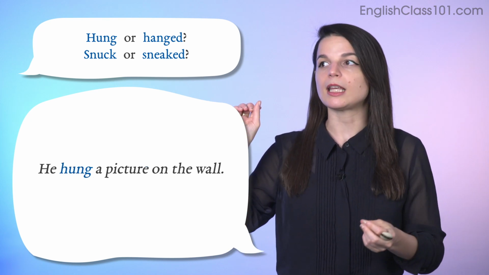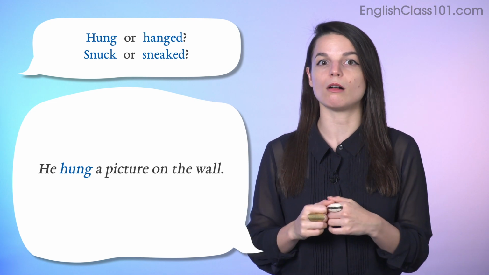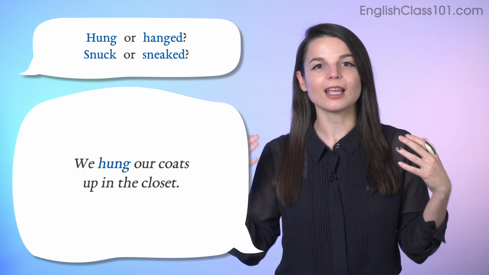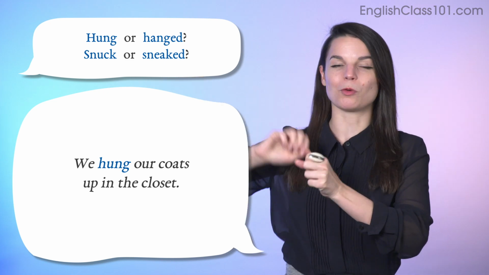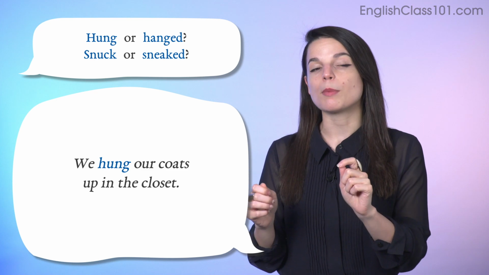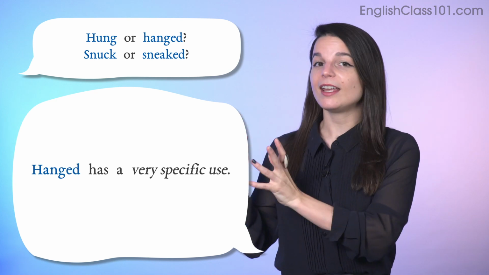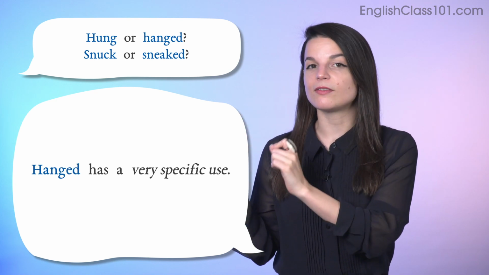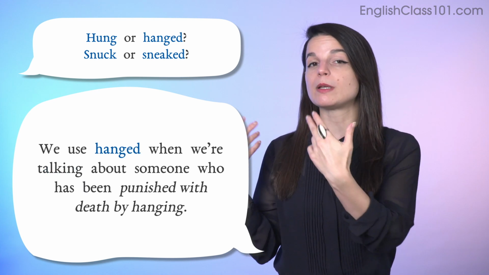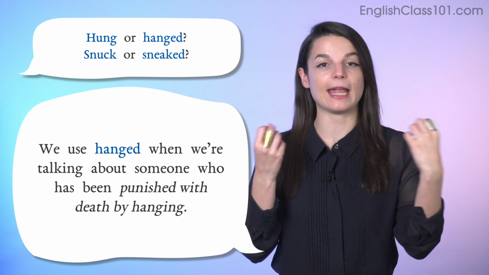For example, he hung a picture on the wall, or we hung our coats up in the closet. When you're talking about this action of putting something on a wall or putting clothing on a hanger, please use hung, the past tense hung. Hanged, on the other hand, has a very specific use. We use hanged when we're talking about someone who has been punished with death by hanging.